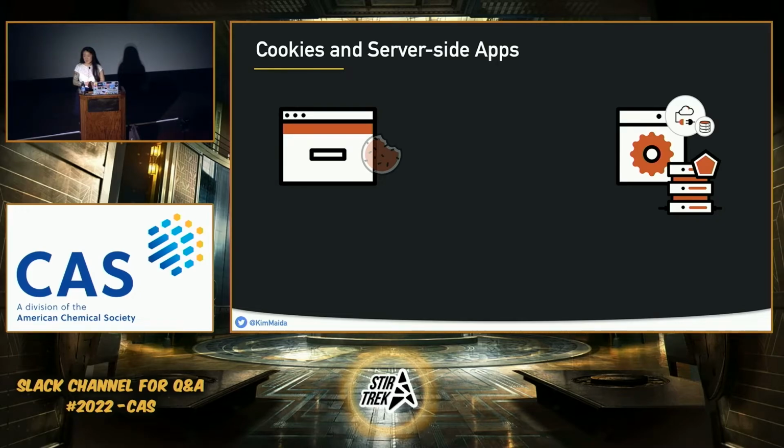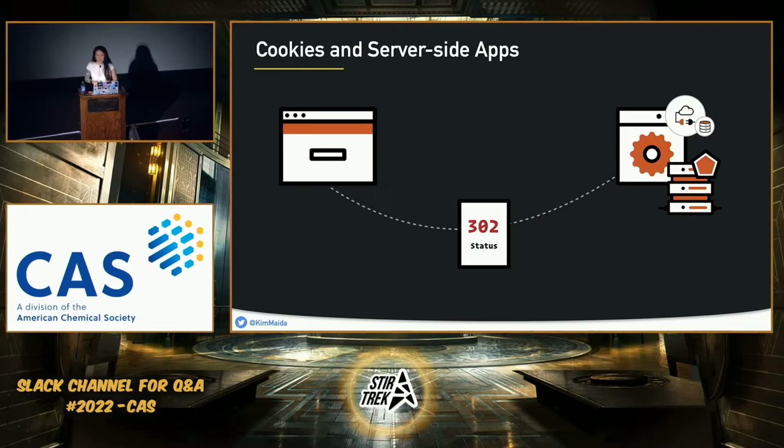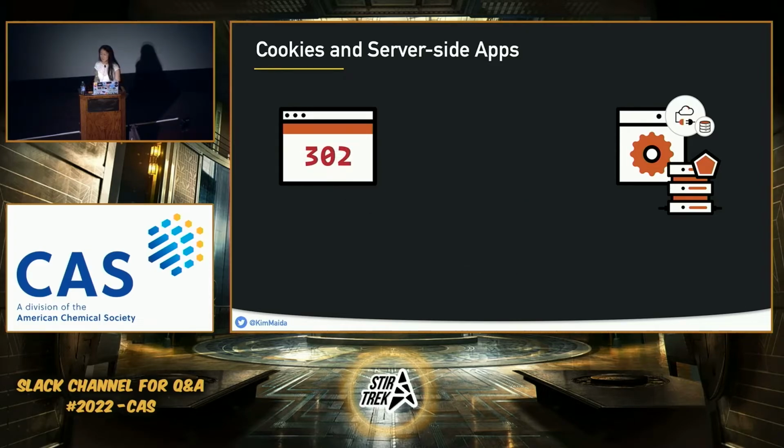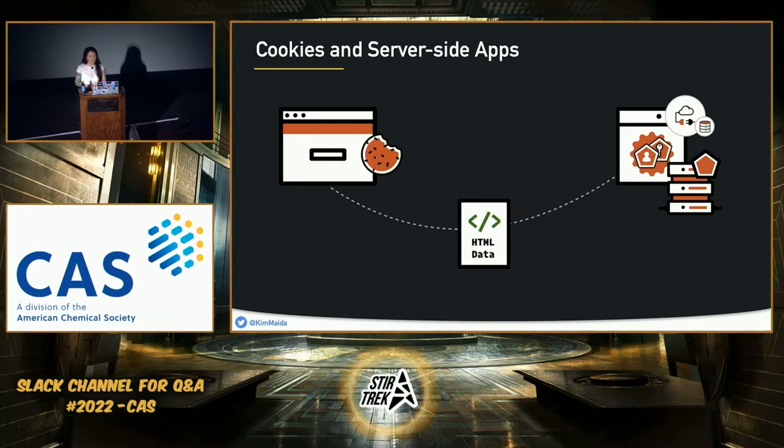Now, if the cookie is expired or there is no cookie and a request is made for any of this protected data, then the server is going to return a 302 redirect status. The browser is going to do a full page redirect so that the user can re-authenticate. And then once they've done that successfully, secure data can be sent again.